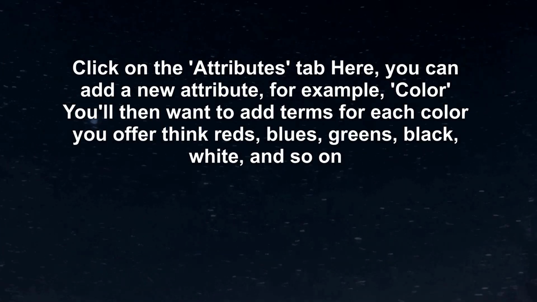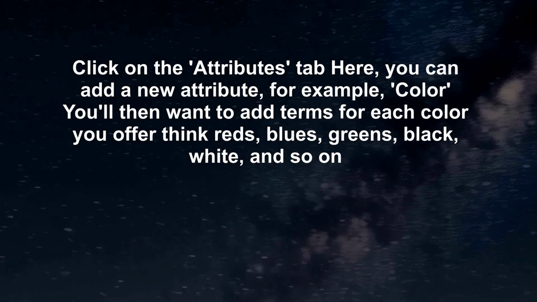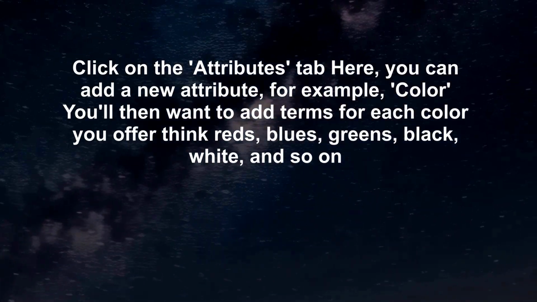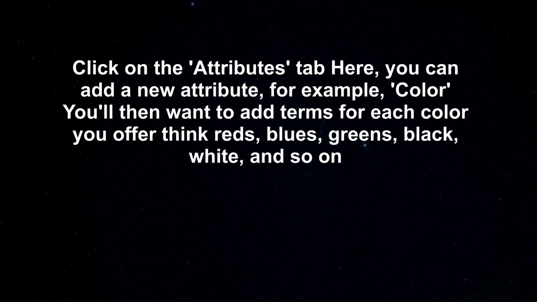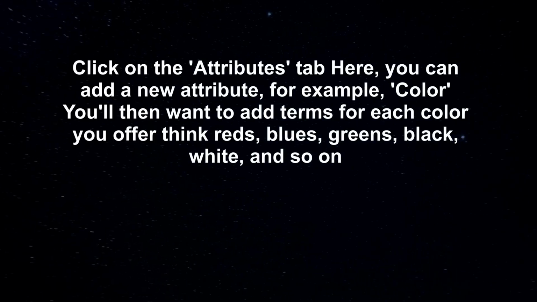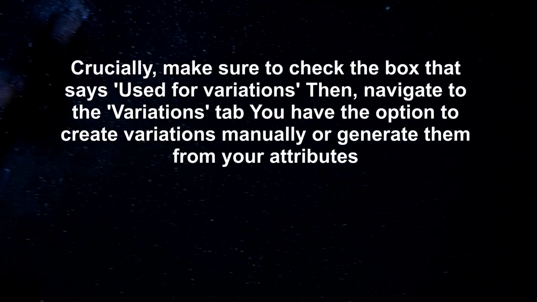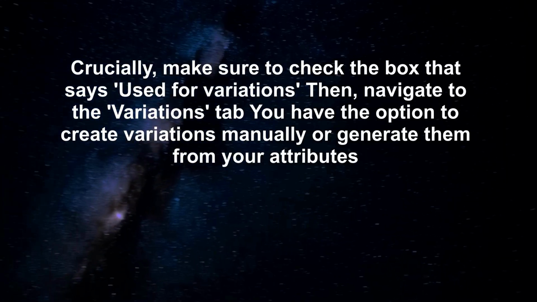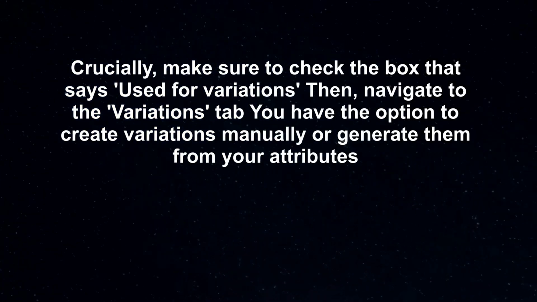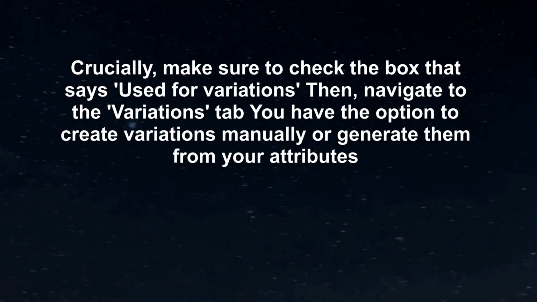You can add a new attribute, for example, color. You'll then want to add terms for each color you offer. Think reds, blues, greens, black, white, and so on. Crucially, make sure to check the box that says Used for Variations. Then, navigate to the Variations tab.